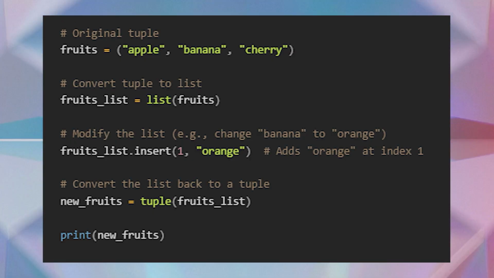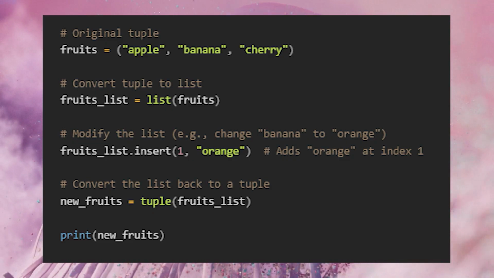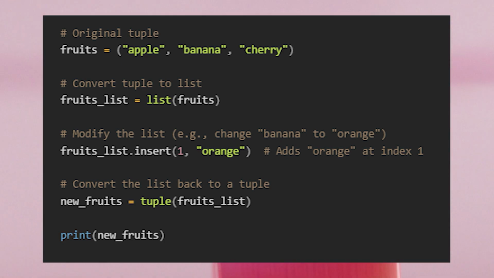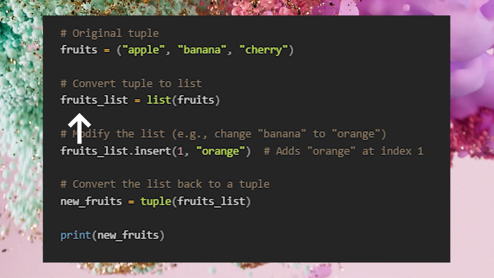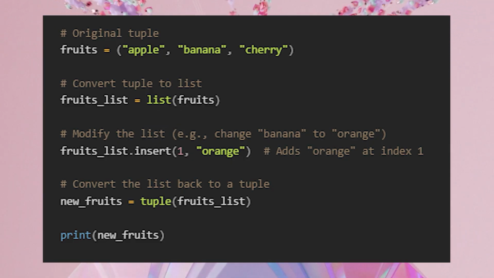Step 2. We convert it into a list. Here's how. We use the built-in list function. Super easy. Just come up with a cool name for the new list. I went with something super creative. Then use the function and put the tuple name inside the parentheses.